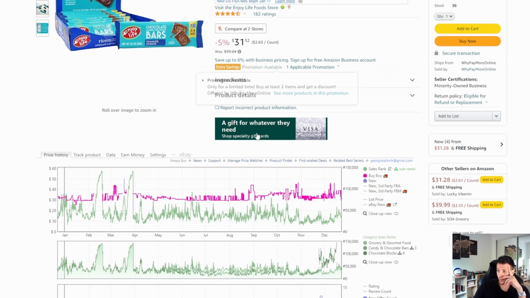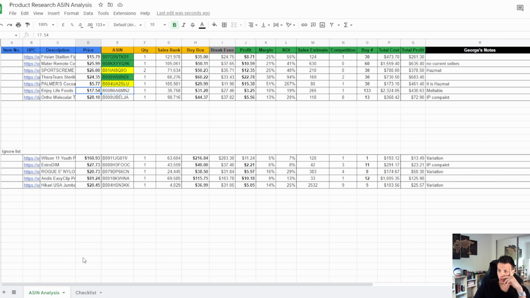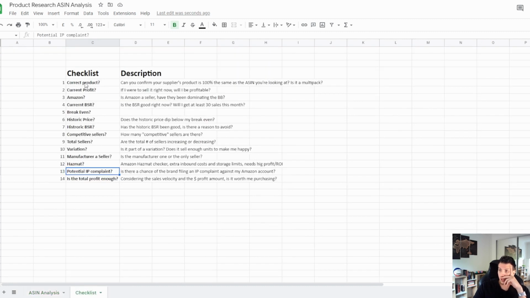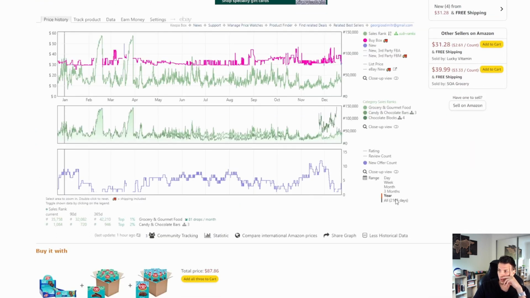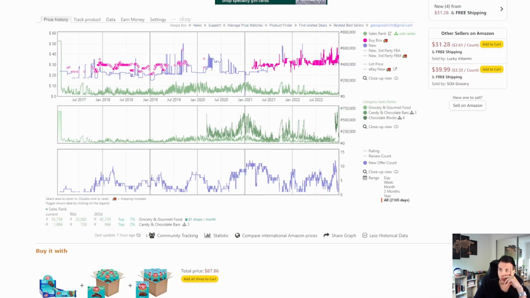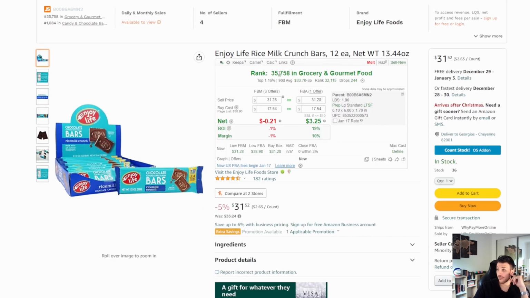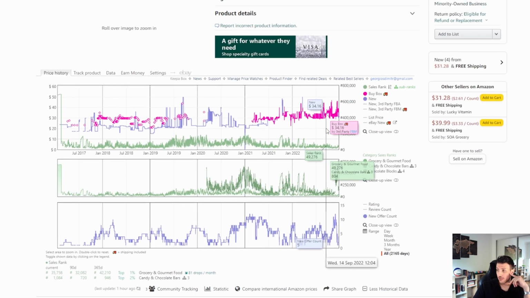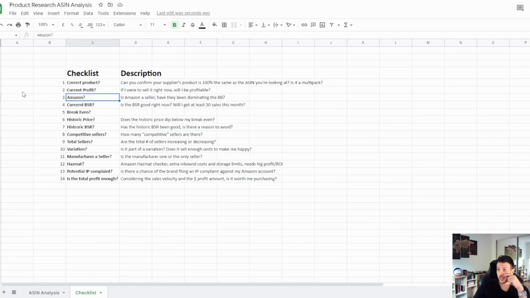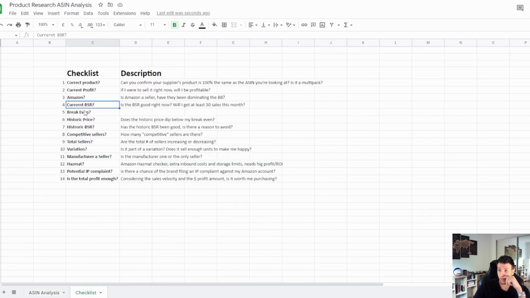No variations. All right, so let's look at this a bit deeper and see what we could do with this one. So let's go through our checklist. Current profit, yes. Amazon. Does Amazon sell it? Have they sold it in the recent past? No Amazon whatsoever. Current BSR. So the current BSR is 35,000 in grocery, which isn't bad. So 35,000 in grocery is a decent category. It translates to roughly 265 units per month. So the current BSR isn't bad.